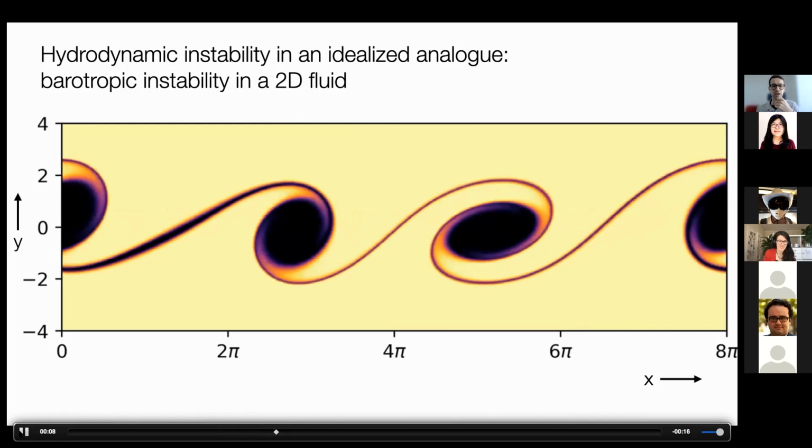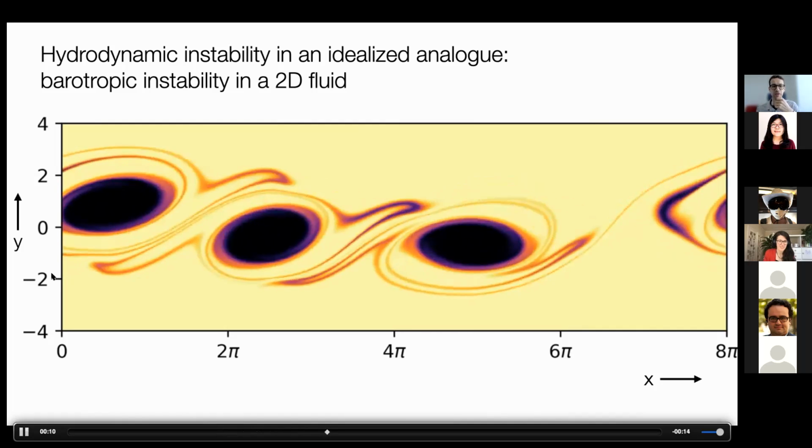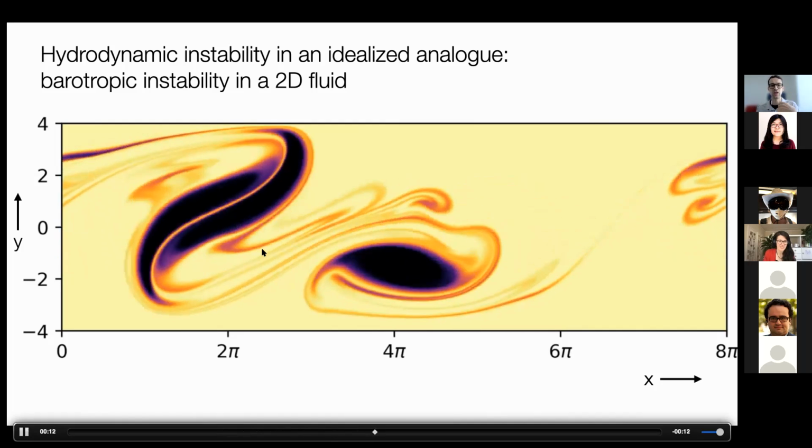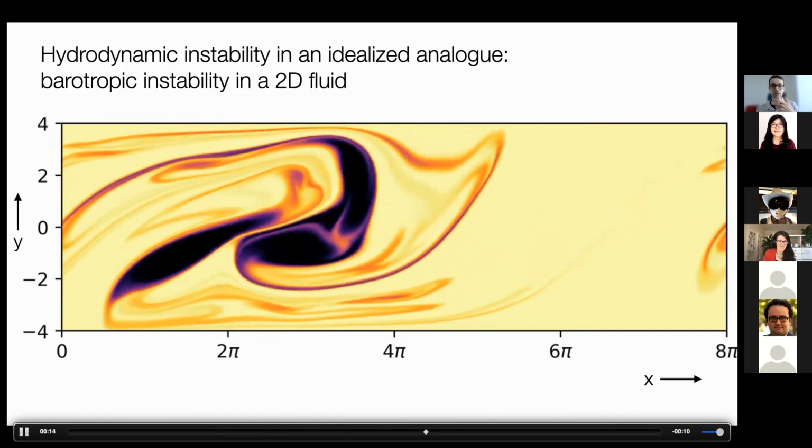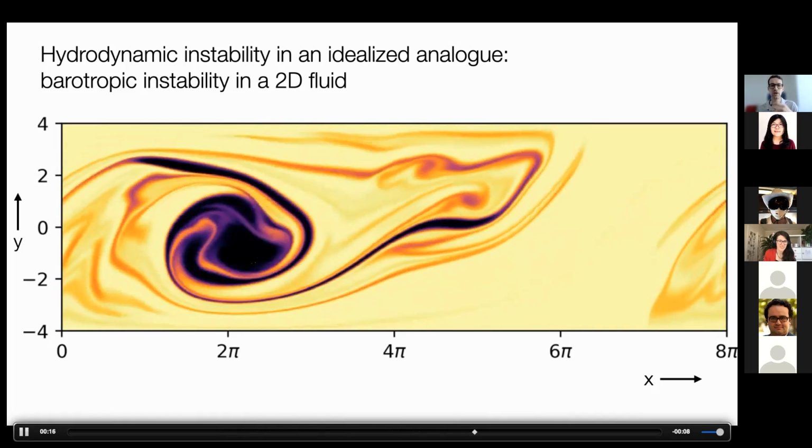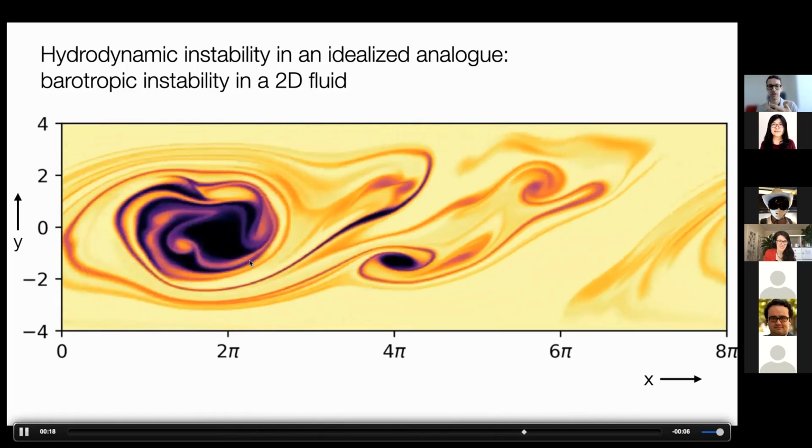Over time, that wavelength grows so much, it actually amplifies, becomes nonlinear into 4 vortices. Those vortices, some of them merge together, and the flow becomes turbulent and chaotic.